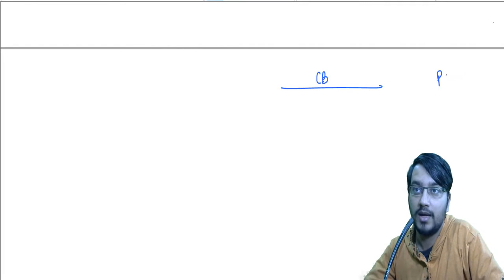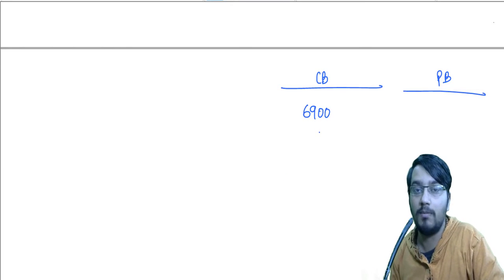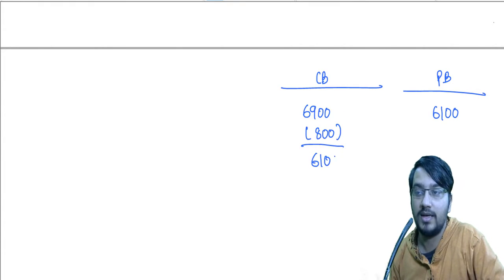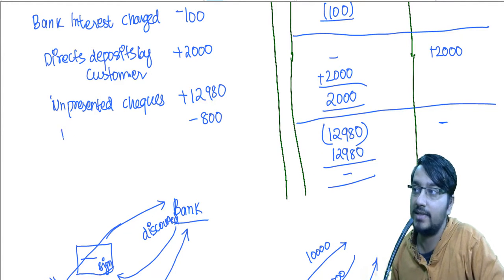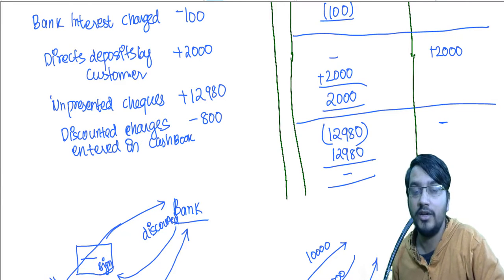What is the total adjustment? This is the cash book and this is the passbook. I had a bill of 6,900 and I entered the whole amount in my cash book, whereas in the passbook bank only gave me 6,100. So what is the difference here? 800 only. So I just need to subtract 800 from here just to make things equal. So 800 must be deducted from here, and this is discount charges entered in the cash book. And we already know that this discount charge is basically charged in the P&L, not in the cash book.